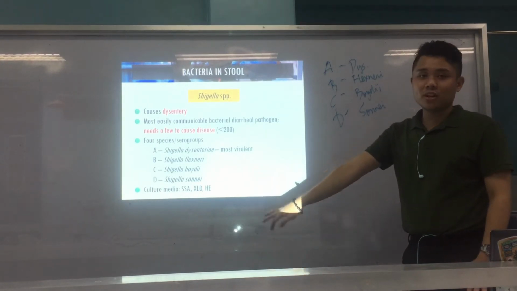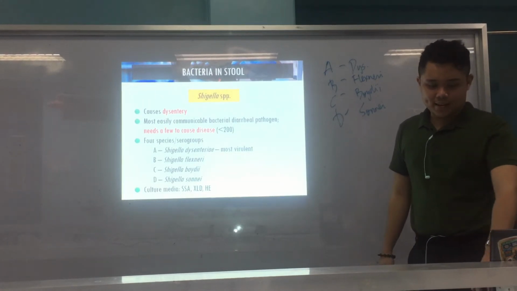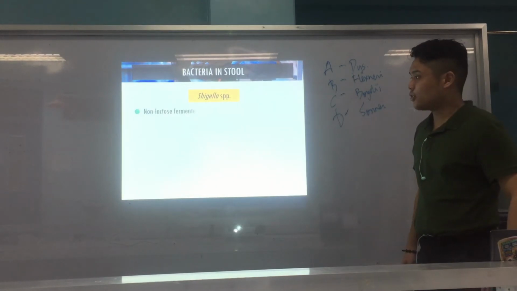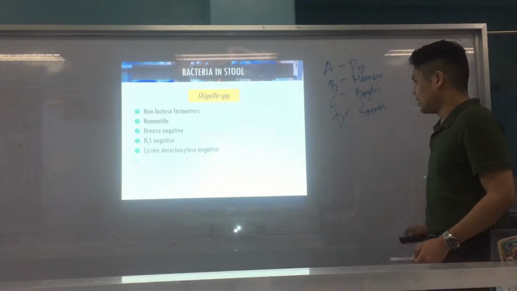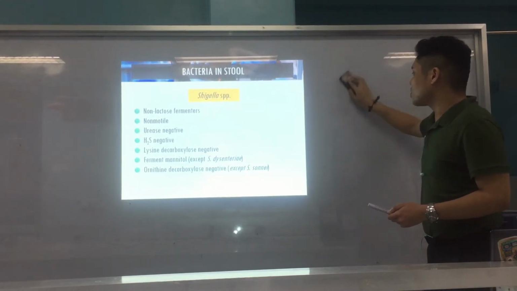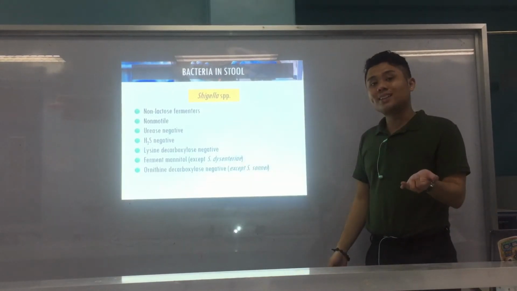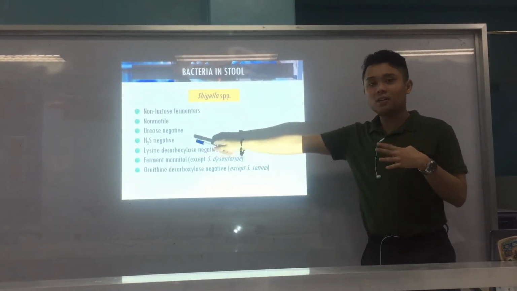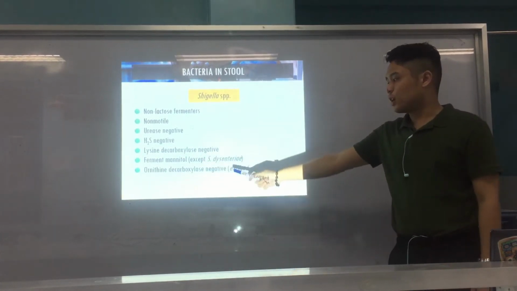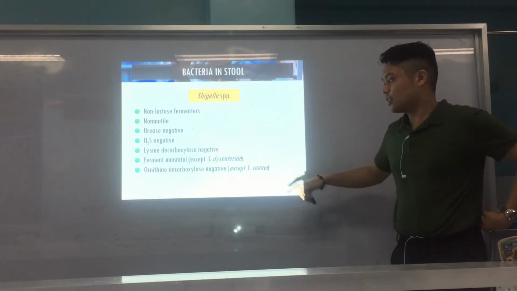And the culture media of choice, still the same: SSA, XLD, and HE. Alright, this was mentioned earlier. Now we'll go to its biochem. For the biochem of Shigella, as I mentioned, it is a bacteria that is mostly negative. As you can see, it does not ferment lactose, is non-motile, not a urease producer, H2S negative, LDC negative, but it ferments mannitol except for S. dysenteriae, and ornithine decarboxylase negative except for Shigella sonei.